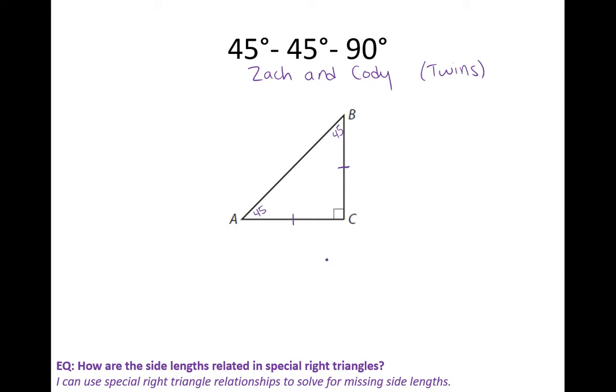So 45, 45, 90, we have matchy-matchy sides, which means if I call this side Zach and this side Cody, if Zach is 5, then Cody is 5. If Zach is 10, then Cody is 10. If Cody is 3, then Zach is 3, because they're twinsies. They have to match. They have to be the same age. You think about it in terms of age, that's usually pretty helpful. So if I call Zach x, then Cody would also be x.